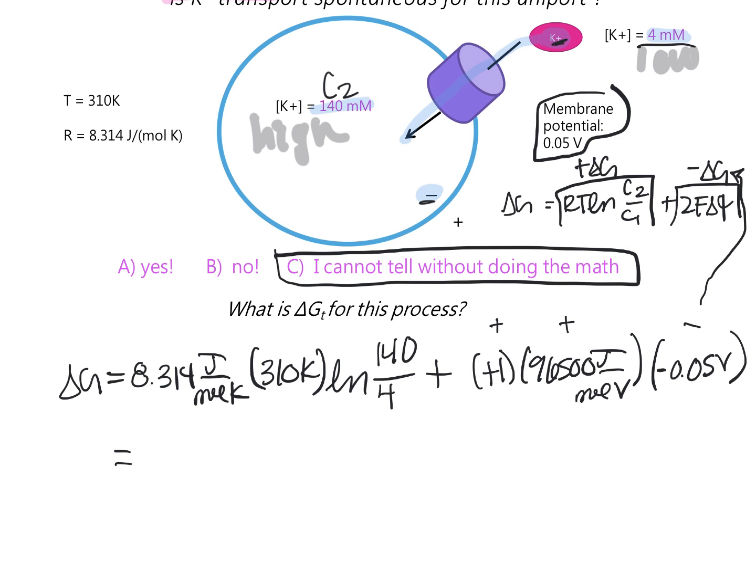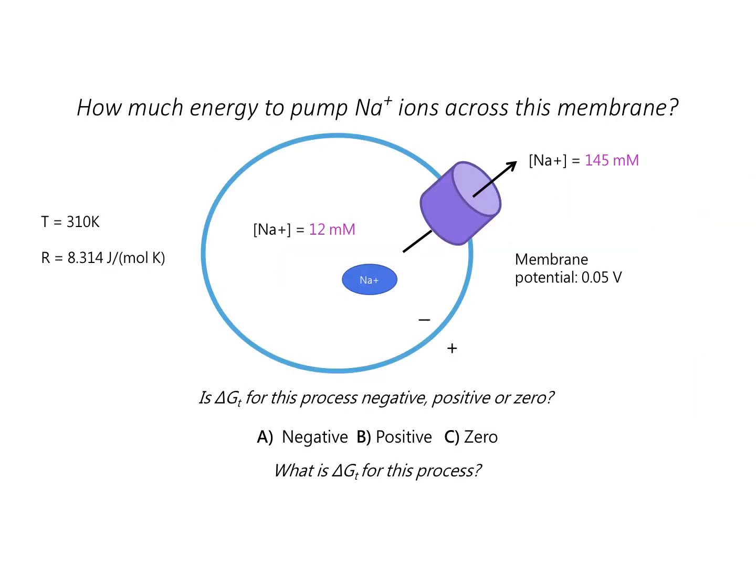And I got 4338.3 joules per mole. Okay, let's do another example. How much energy to pump sodium ions across the membrane? Again, we're looking at sodium going from 12 millimolar to 145. So again, that's low to high.